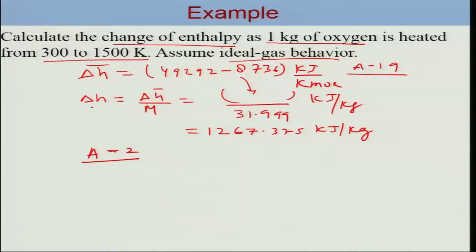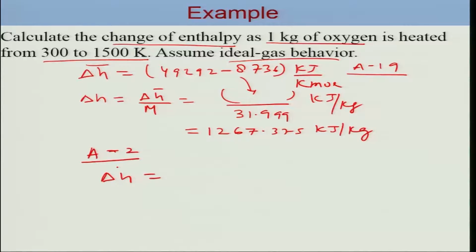So again we are going to calculate delta h. Here what we are going to do is make use of table A-2, where the values are given in terms of a polynomial function, and you can evaluate the Cp value. So Cp is given in terms of a polynomial function, but on a molar basis. This is the second way of calculating delta h.